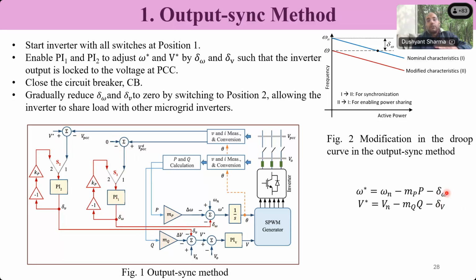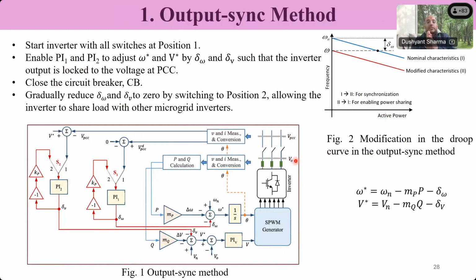This delta omega will shift the graph upwards or downwards in such a way that whatever was the previous operating point of the existing sources, the same operating point is achieved for the new source at 0 power. You see the x-axis here, it is 0 power. That means if we achieve so, our voltage will be synchronized. That means if you see here, we have a circuit breaker. The voltages above and below the circuit breaker, VPCC and VO, will be synchronized.